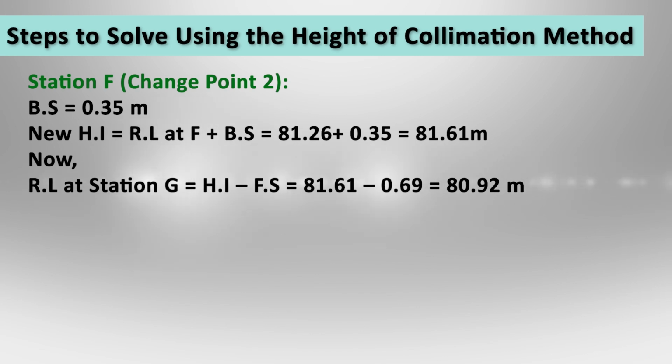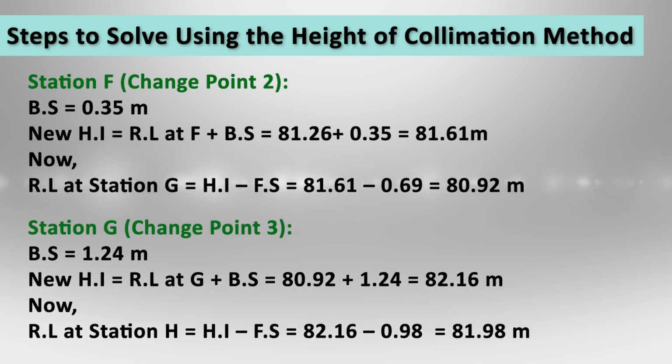So, backsight has been given there as 0.35 meter. So, new height of instrument would be reduced level at F plus the backsight, that is 81.26 meter plus 0.35, which will result in 81.61 meter. Now, reduced level at G can be calculated as height of instrument minus the foresight, that is 81.61 minus 0.69, which will result in 80.92 meters.